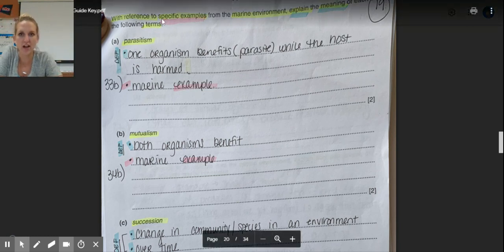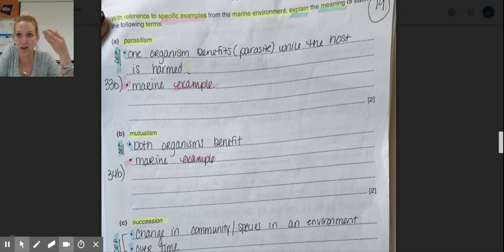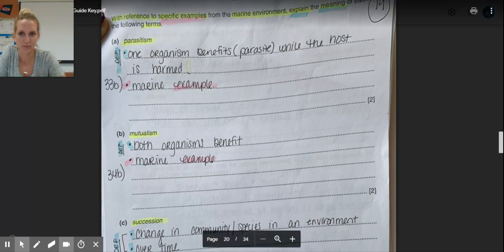Okay, so 33, with reference to a specific example of a marine environment, explain the meaning. So parasitism, one organism benefits, and that is going to be your parasite, at the expense of the host, while the other is harmed. That's your host. A marine example, tuna and nematodes. Great. And that's a 2-mark question, and it wouldn't take you 2 minutes to write that at all. Let's do 26.